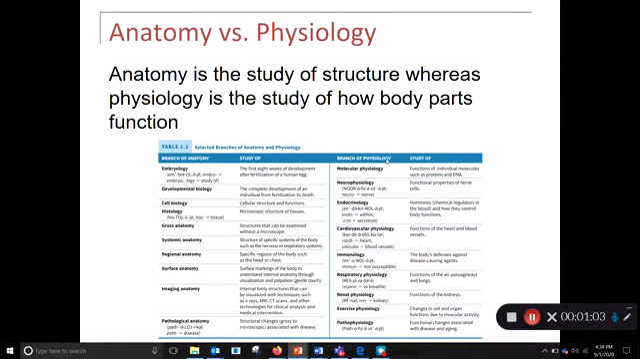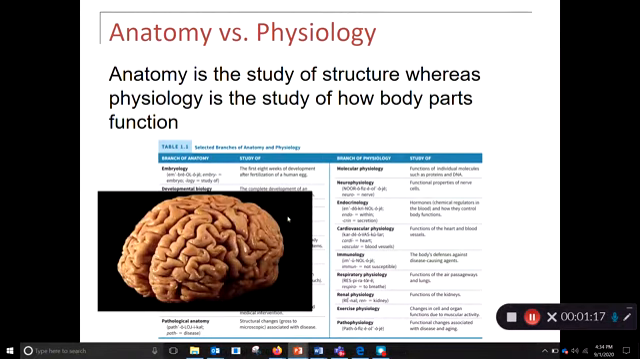With physiology, you have how these molecules work together. How does neurology work? How on earth does this chemical work? How does the heart work? Etc., etc.